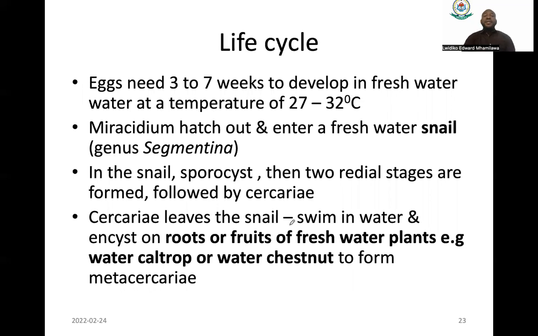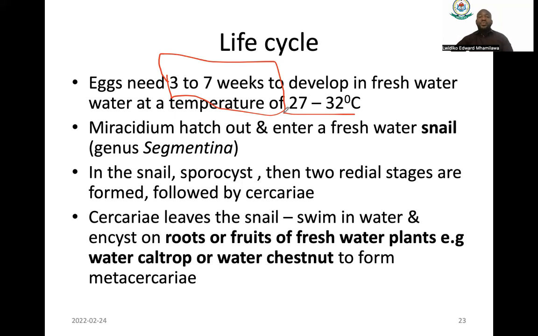And now the life cycle. An important factor you need to remember, just as we've discussed in the generic life cycle, is that this one takes 3 to 7 weeks to develop in fresh water at usually tropical temperatures. This is important to think about for control. When you use the feces, since the eggs need 3 to 7 weeks, you need to store them much longer for the eggs to die before you start to use these feces.